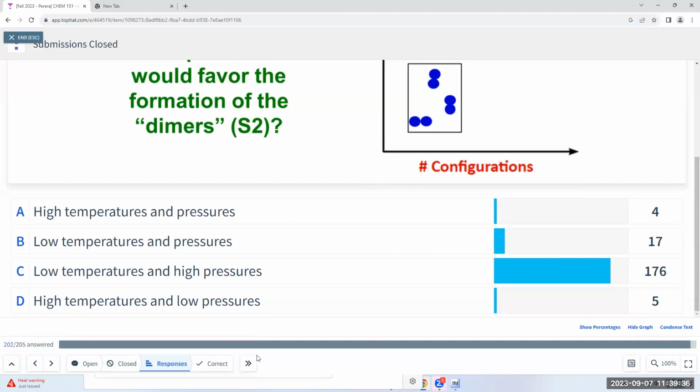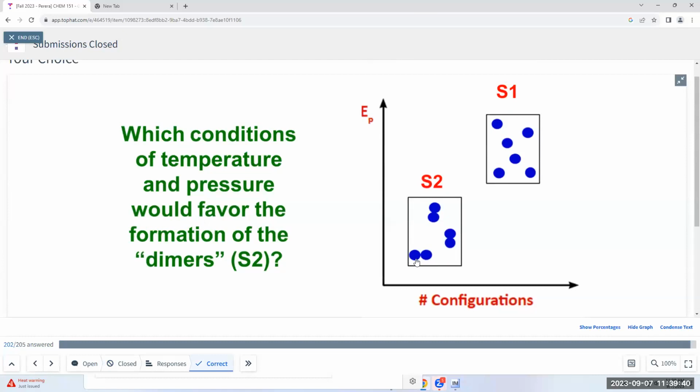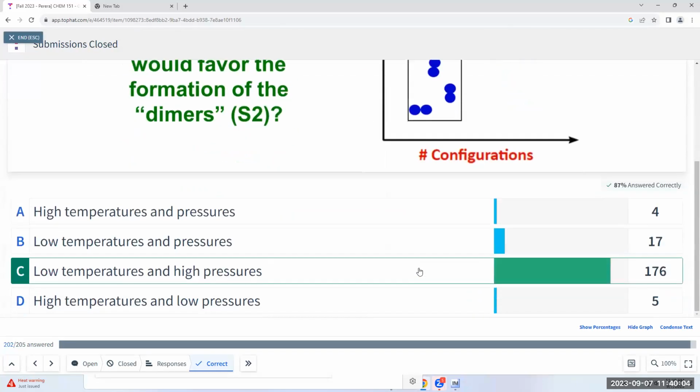Most of us selected option C, and that's the correct answer as well, almost 90%. Okay, anyway, so what conditions favor the formation of S2? S2 has a lower potential energy, meaning lower temperatures will favor the S2 state, or the diamonds. And also S2 has a lower number of configurations, meaning increasing pressure will favor S2 because it has a lower number of configurations. Okay. And that's how we answer that question.